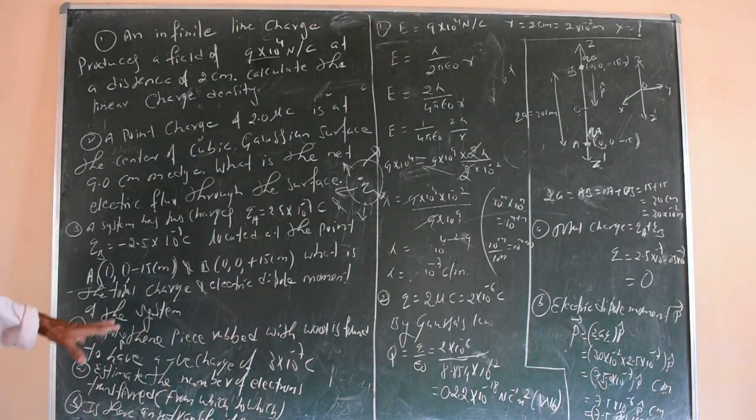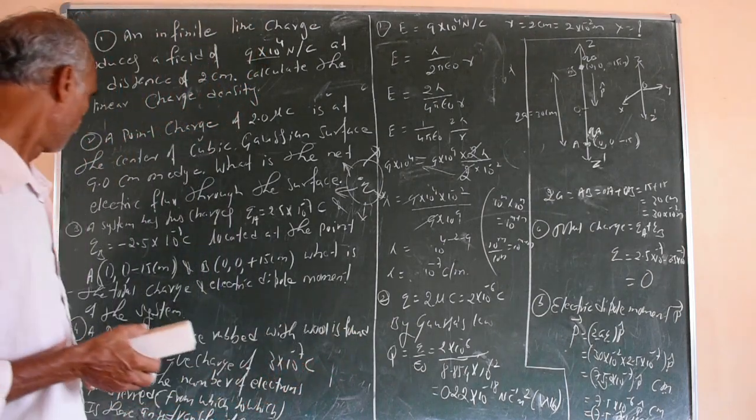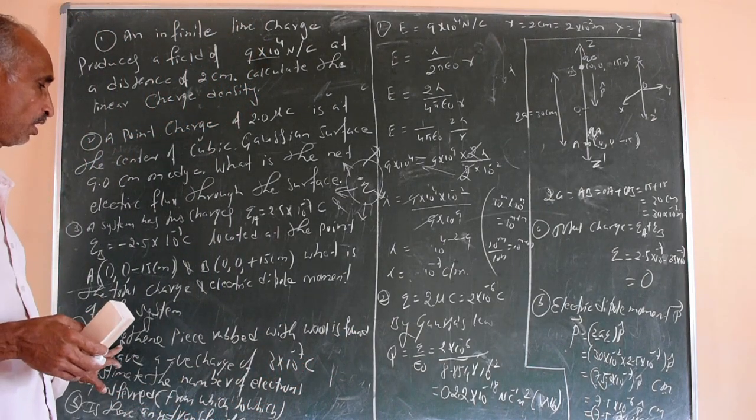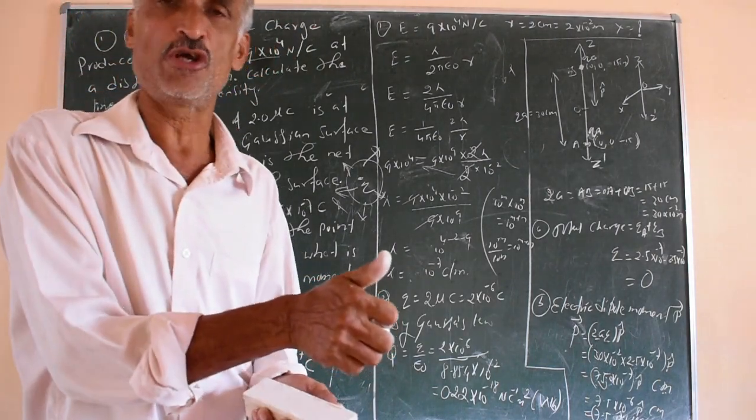That's all. Now the polythene problem, which I have explained already. If polythene is rubbed with wool, polythene gains the electron and wool loses the electron. Therefore polythene will become negatively charged.